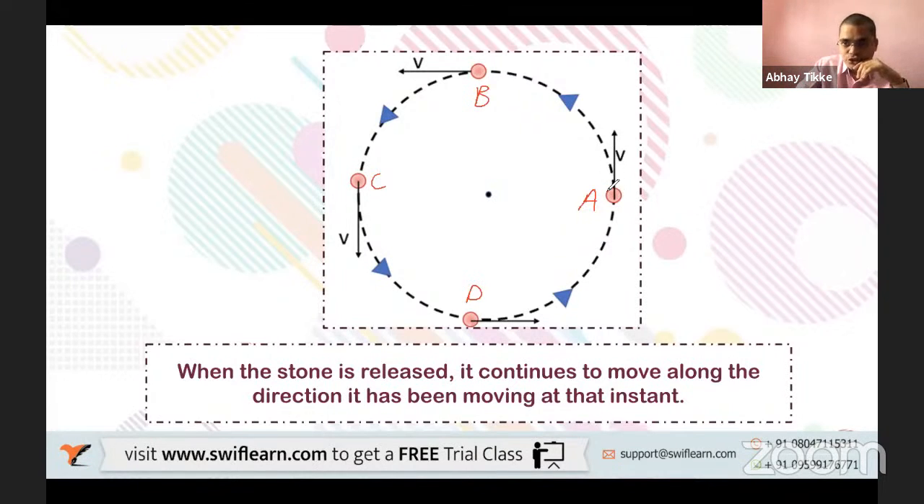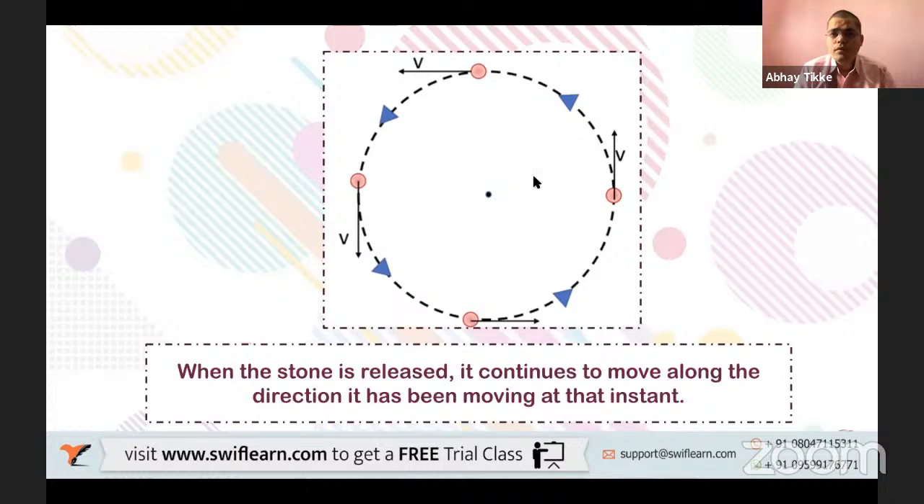At the A point, this is your tangent. At the B point, this is your tangent, right? At the C point, this is your tangent, as shown by the arrows. At the D point, this is your tangent. So at every point the tangent is different. So A, B, C, D, these are the tangents, right? At every point, at that instant, the direction is different. That's why the stone will leave along a tangent path. Is that clear? Does anybody have any doubt on the chat session? They can ask. Okay, let us go ahead.